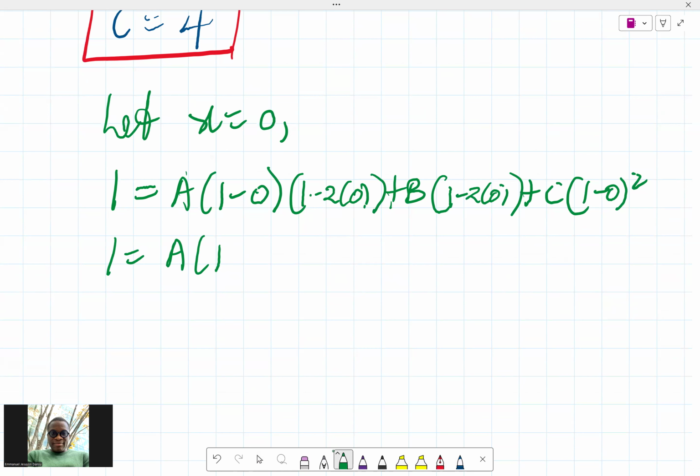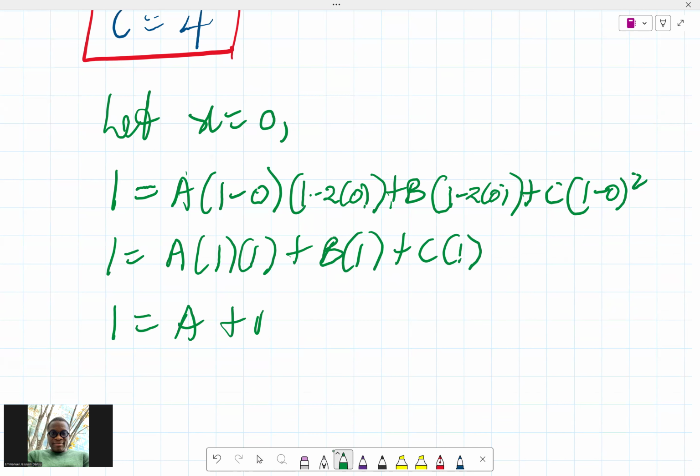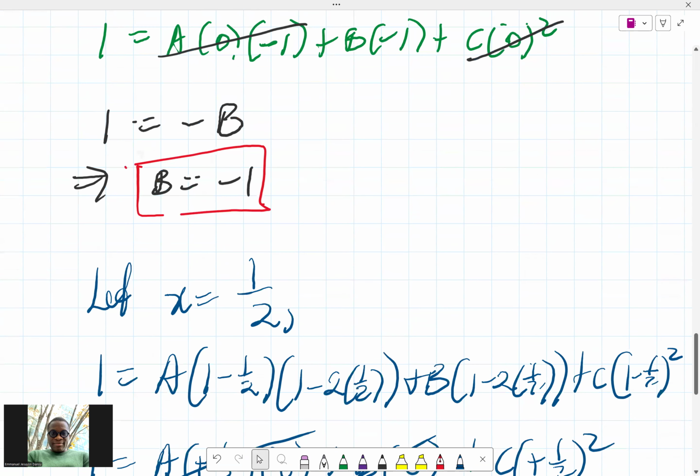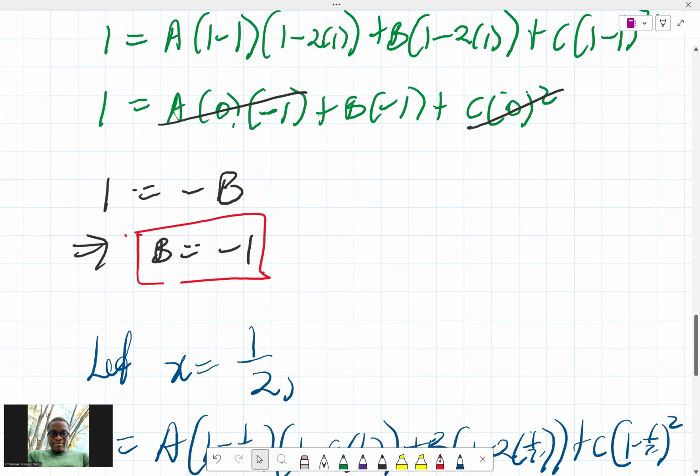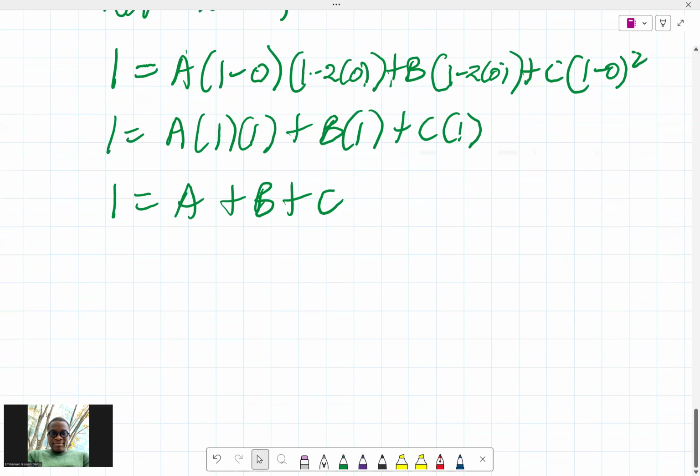So 1 minus 0 is 1. Then 1 minus 0 again, 2 times 0 is 0, 1 minus 0 is also 1. Plus b into 1 minus 0, plus c into 1 minus 0 squared, which is 1 squared, that's 1 again. So you see that 1 is equal to a plus b plus c. Now, the lovely thing is that we already know b and c. We have b to be minus 1, and c is 4.